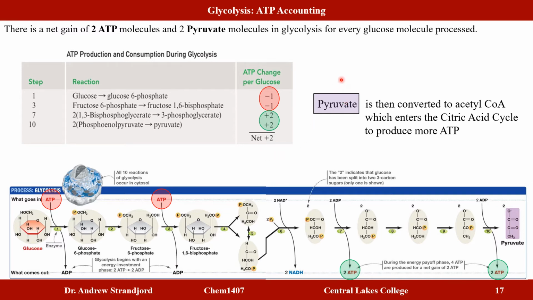So pyruvate is then converted to acetyl-CoA using a specific enzyme, which then enters into the citric acid cycle to produce more ATP. The same thing happens with NADH. It enters into the electron transfer chain to produce more ATP.